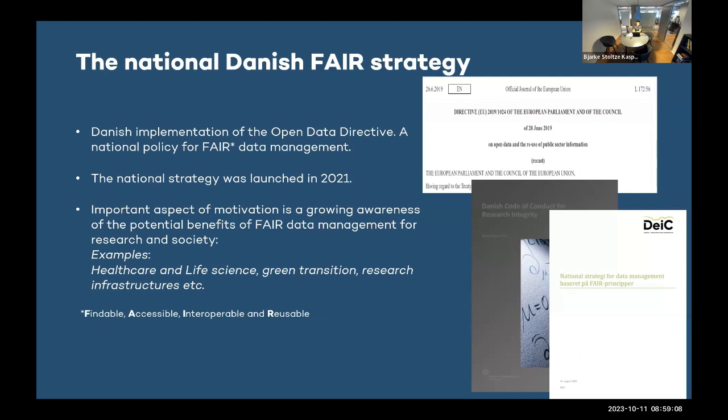That's one thing, but the other thing that is at least as important is that there is a growing awareness, and it's really a growing awareness about the potential benefits of FAIR data management for research and for society. This is at the highest political agenda in Denmark. Examples could be healthcare and life sciences. I will return to that later on. It could be the green transitioning that has a lot of focus, not at least in the research area in Denmark, where we are putting a lot of money into this. And it could also be research infrastructures and the use of research infrastructures, and also what we can learn from the research infrastructures in our work with data management.